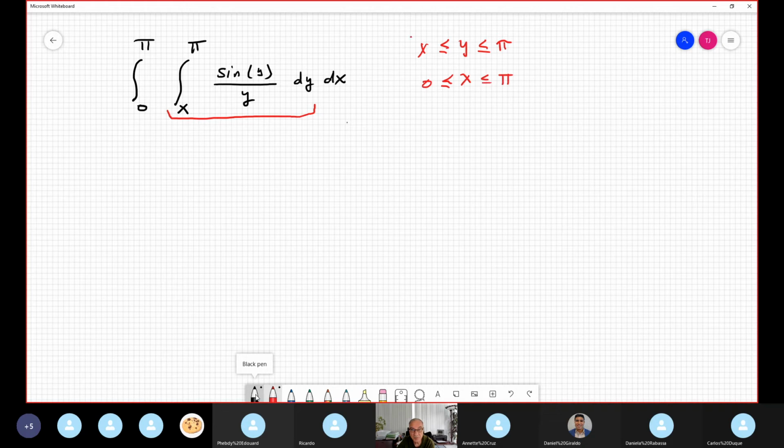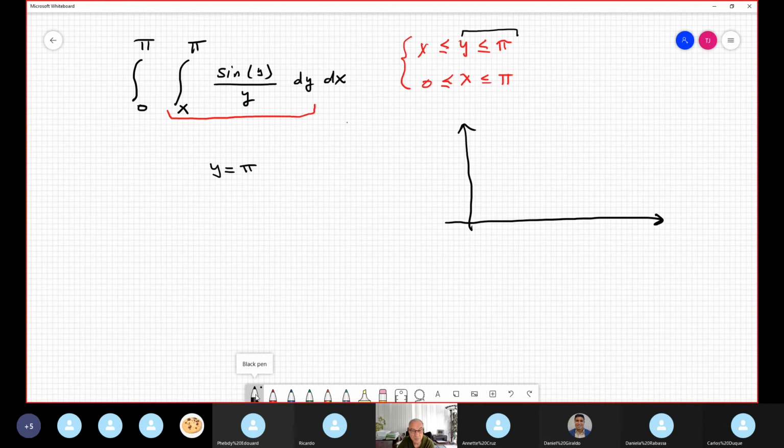With this information, I have the region. I can do the sketch of the region. Let's do it. This is my region. Okay, I take this equation first: y equals pi. That horizontal line, no? y equals pi. And this is the other case, y equals x, no? This is y equals x or x equals y, it doesn't matter. It's a line like that.